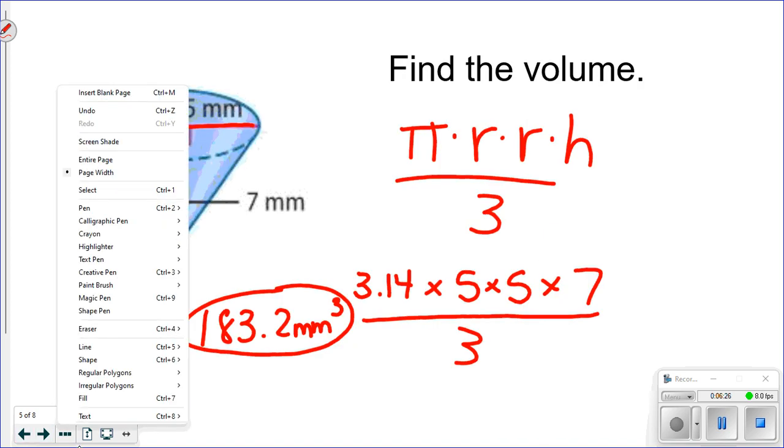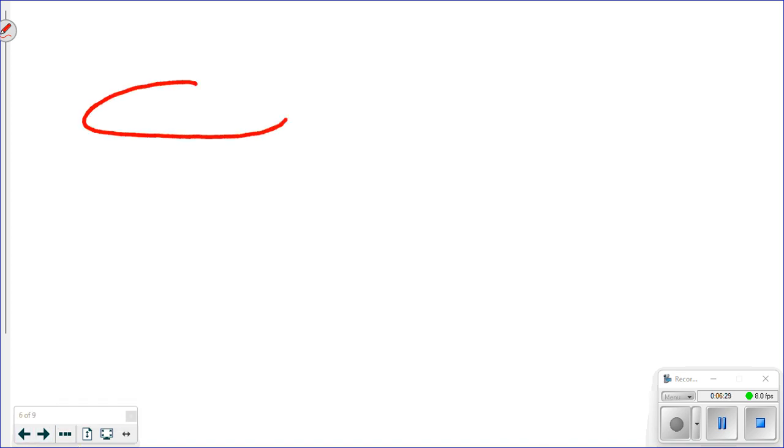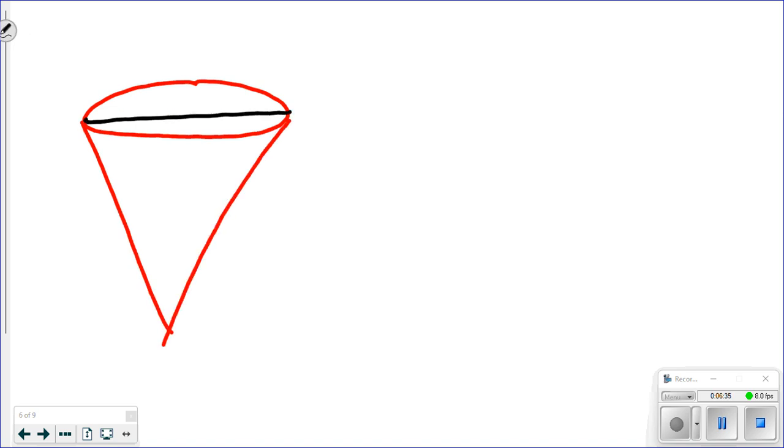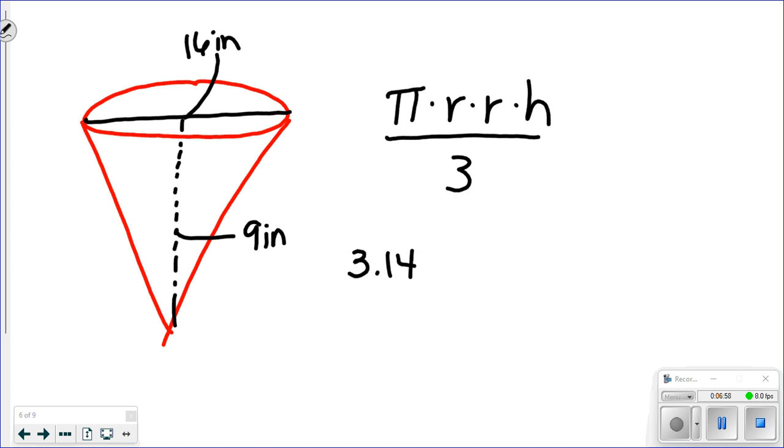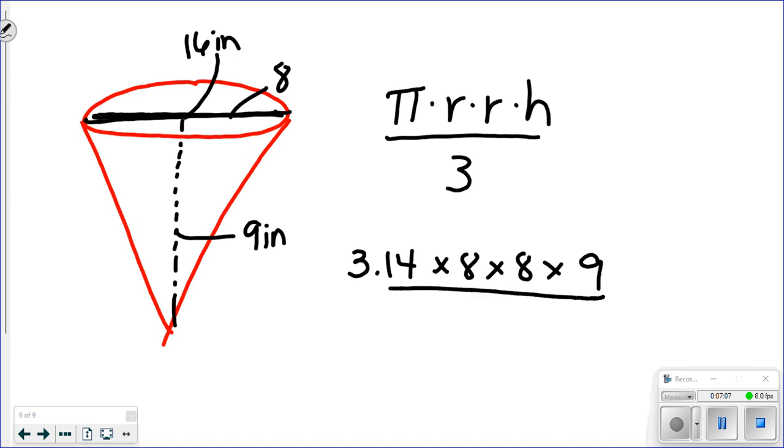I'm going to do one more with you. Okay. Say my diameter is 16. My height is 9. We'll say it's in inches. Okay, so I'm going to start with pi times radius times height, all divided by 3. Right, like I said, writing out the formula. I know some of you don't want to hear that, but this is the easy way to get the answer. So 3.14 times my radius. If this is my diameter, my radius is 8. My height is 9. Divide that whole thing by 3.